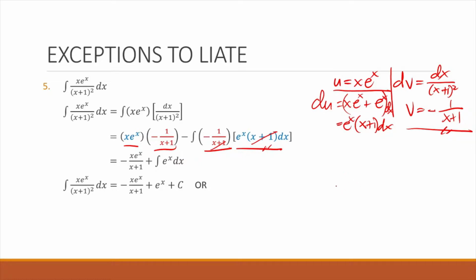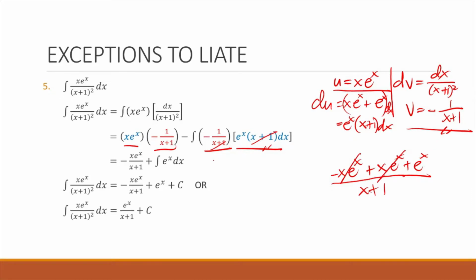So let me just isolate the first two terms. The LCD is x plus 1. The numerator of the first term is negative x e raised to x. Then we have here plus e raised to x times x plus 1. So that would be what? e raised to x times x, and then e raised to x times 1, so plus e raised to x. So the first two terms will cancel out. Remaining is e raised to x over x plus 1. Alright? And then plus c.